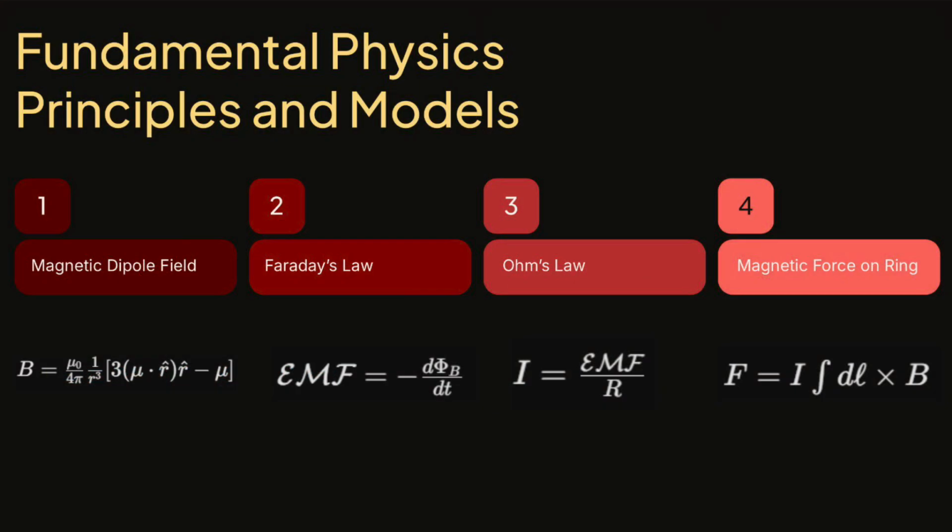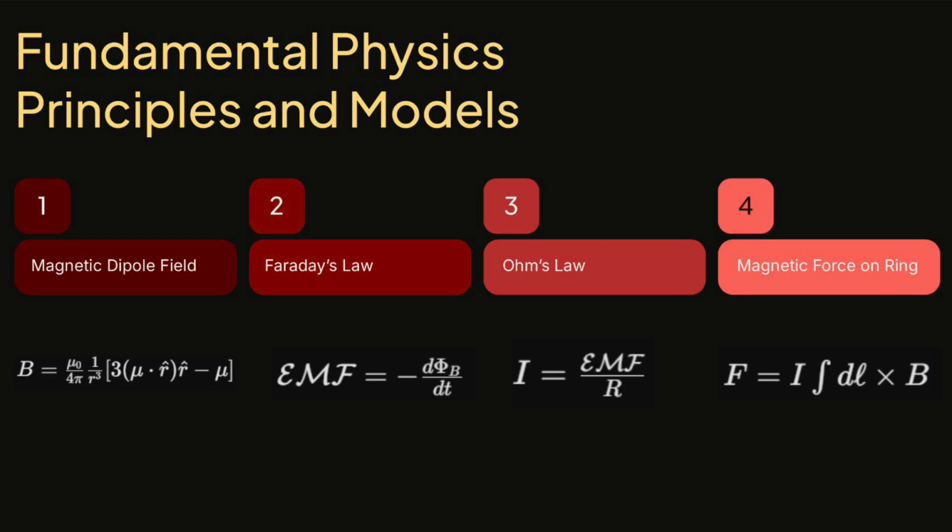To understand this system, we rely on several fundamental physics principles. First, the bar magnet is modeled as a point magnetic dipole, creating a non-uniform magnetic field. As the magnet falls, the magnetic flux passing through the cross-sectional area of the tube changes over time. According to Faraday's law, this time-varying flux induces a curly electric field and a corresponding electromotive force, or EMF, around the tube. This EMF drives a current, I, governed by Ohm's law and the material's resistance.